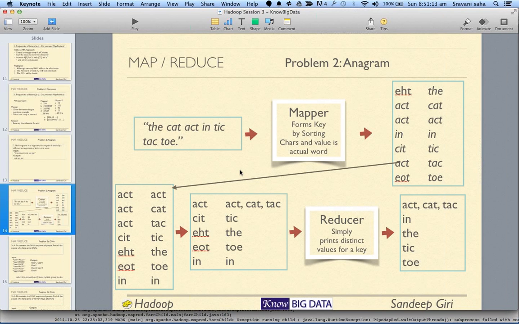In case of anagrams, we had to find the same key for all anagrams. So all we did was we formed the key by sorting the characters of the word, and for all the anagrams, the result will be identical, right?